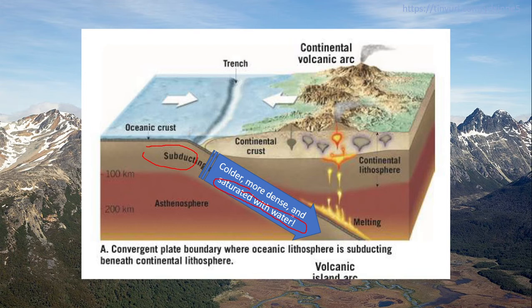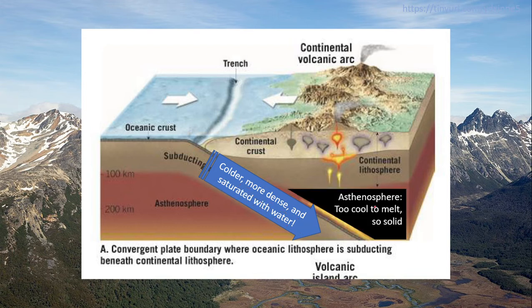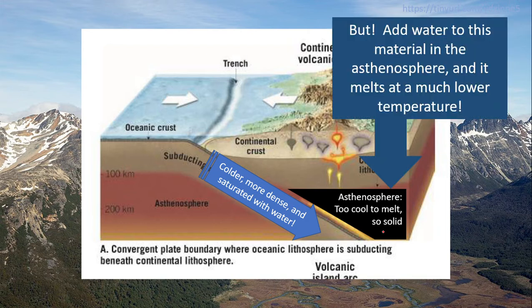And that turns out to be important because, remember, part of the definition of the asthenosphere was that it was a place that was too cool to melt. So it was solid. It's hot, but not quite hot enough to melt. So the asthenosphere is a solid, or at least kind of a squishy solid, like Play-Doh or something like that. But when you add water to this material in the asthenosphere, it changes its melting point.